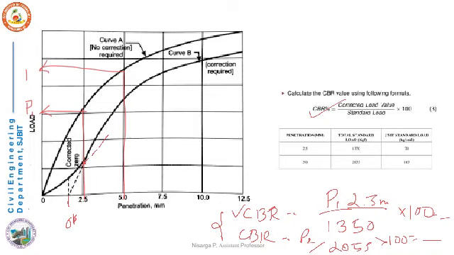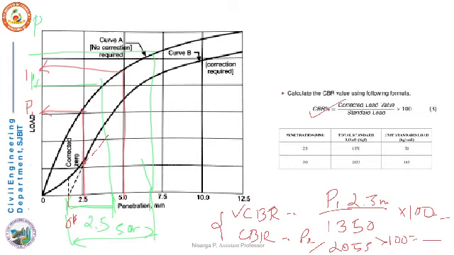In the case where we have a corrected origin, we have to measure 2.5 mm from the point where the origin has shifted, and 5 mm from this corrected origin, and find the load corresponding to these two values. These two values will be P1 and P2 if we get an origin correction. Note down the values of P1 and P2 from the graph and calculate the CBR value based upon these values.